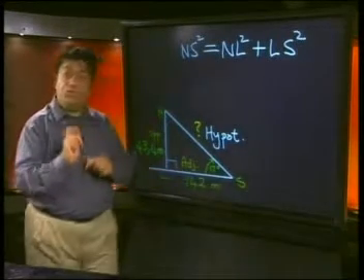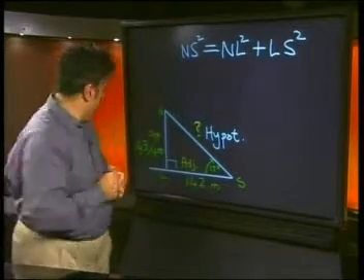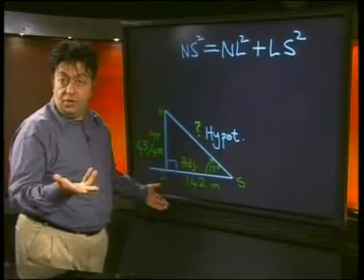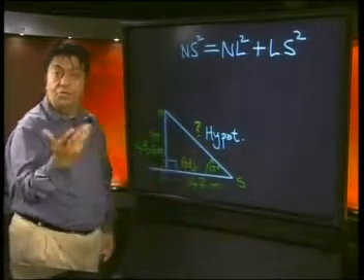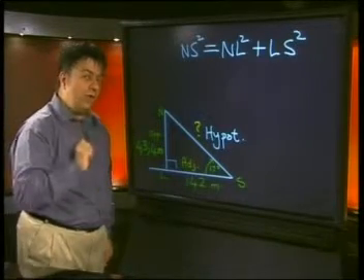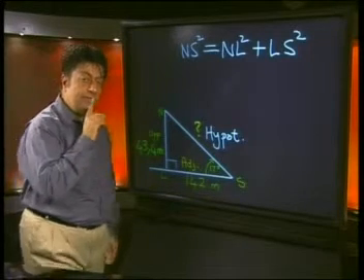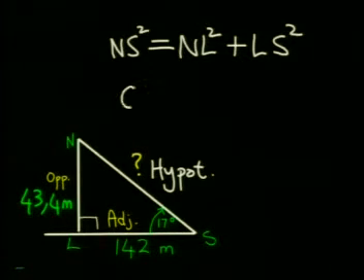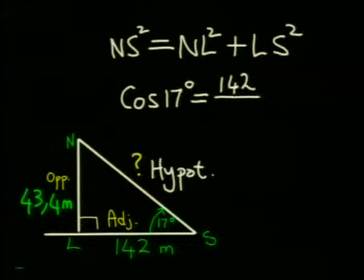But what else could you use? You could use trig ratios. NS is unknown, the hypotenuse, and you could use LS as the known side. What ratio uses the hypotenuse and the adjacent? Cos of 17 degrees is equal to adjacent, 142, divided by hypotenuse, NS.